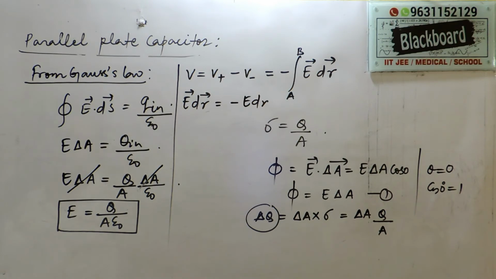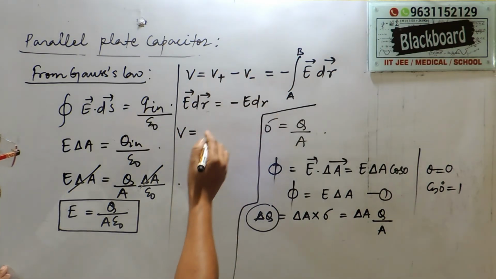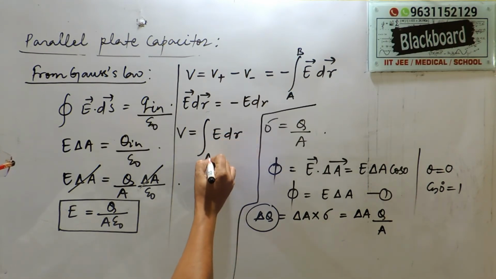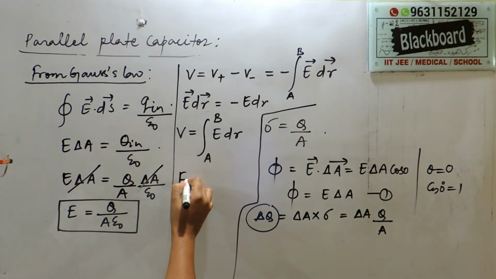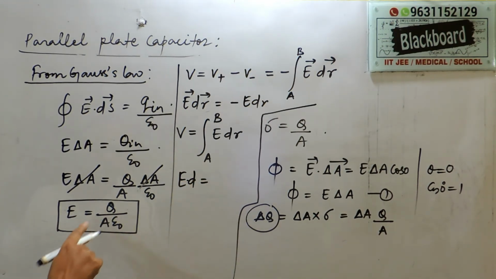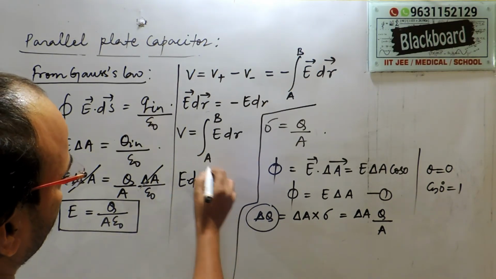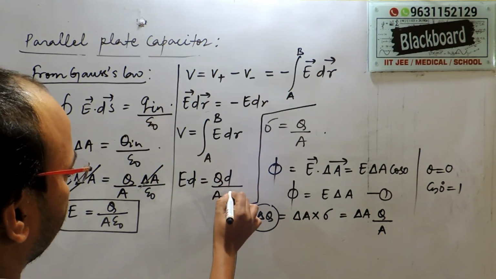Here V is equal to the integral of E dr from A to B. The minus and minus cancel, so we can write it this way: ED, where E is the field and D is the distance between the plates. That means the potential is ED, and this will be Q D by A epsilon naught.